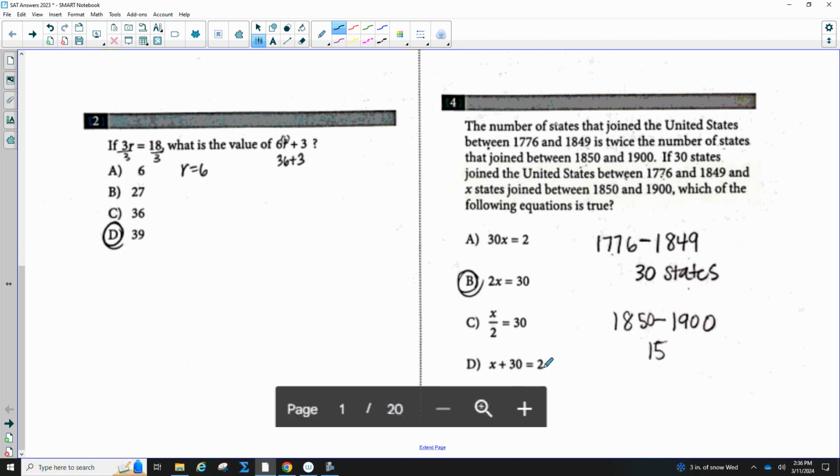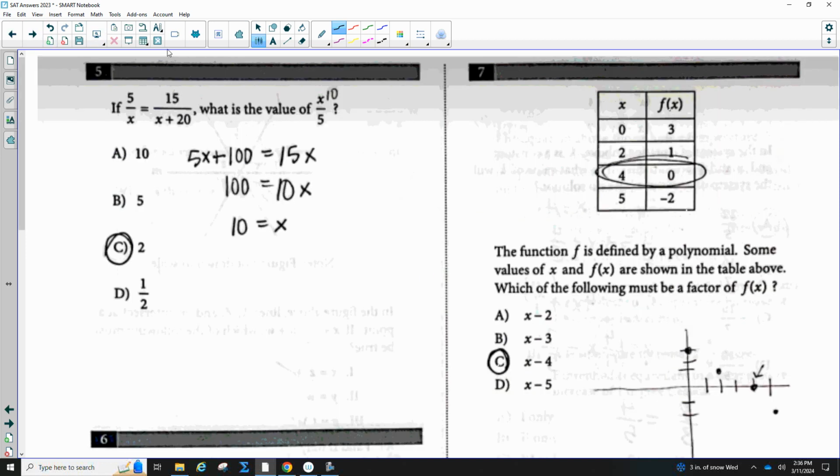Yeah, it is B, okay? 1776 to 1849 is twice the number that joined between 1850 and 1900. So then they tell us how many joined, so we can write this little formula: if X is between 1776, right, and then we multiply by 2 to get the other one. All right. Number 5, what did you guys get?